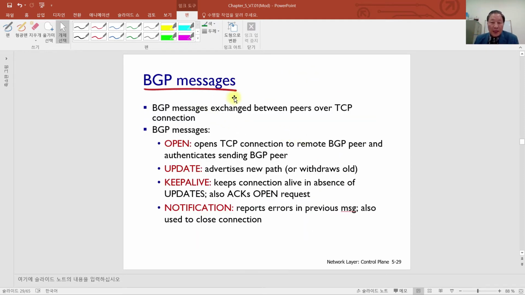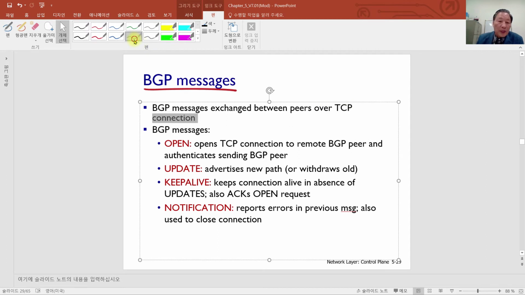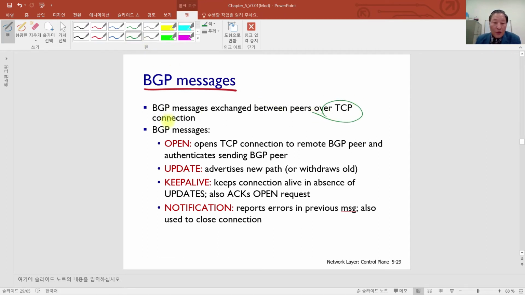Okay, BGP messages are explained here. BGP messages are exchanged between peers over a TCP connection. To exchange those messages, we need some protocol, and BGP is using the TCP protocol. And there are four kinds of BGP messages here.